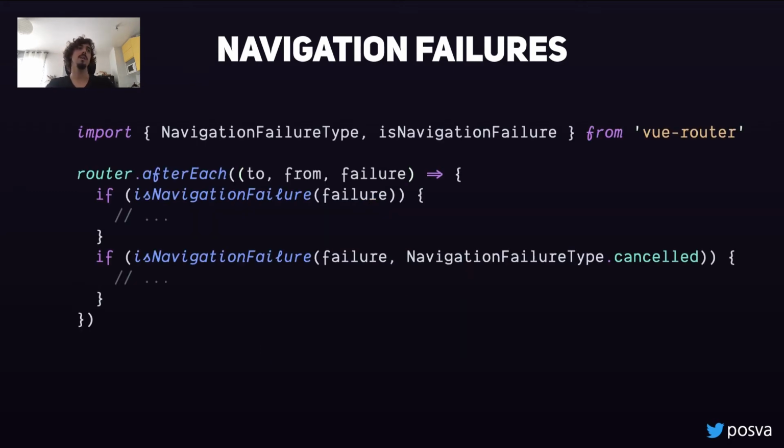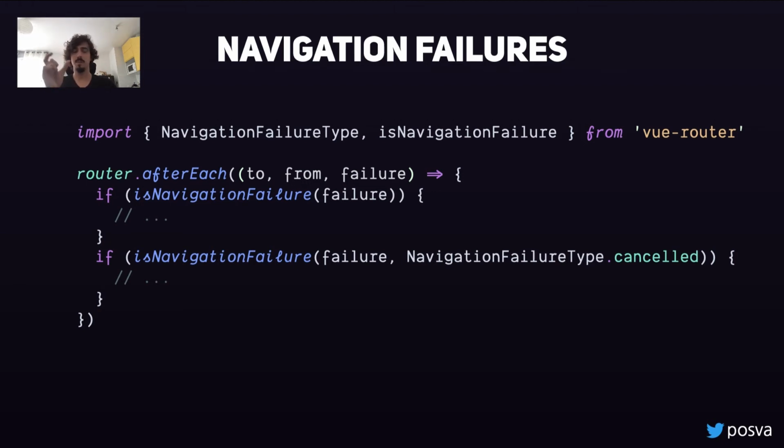So the way you handle this is documented, of course, but you have a NavigationFailureType and this isNavigationFailure function, and you can check if a failure is a navigation failure, which basically, if you pass no second argument, is just going to tell you if it's non-null, because you can just check if the failure is non-null, or just check if it's truthy.